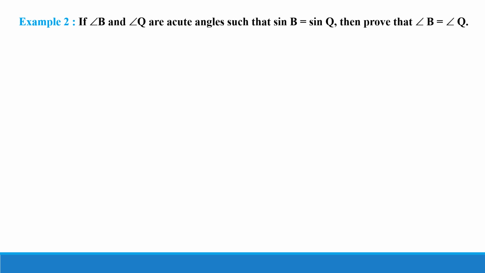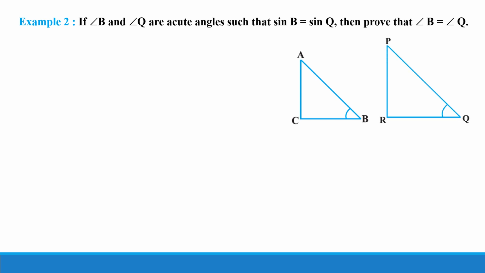So example number 2 from the NCERT book. It says if B and Q are acute angles such that sine B is equal to sine Q, then we need to prove that angle B is equal to angle Q. For this, first of all, we need to construct two triangles. One will be triangle ABC, of which angle B is a part, and the other will be triangle PQR, of which angle Q is a part. So now from these two triangles, we will try to prove that when sine B is equal to sine Q, then angle B is equal to angle Q.